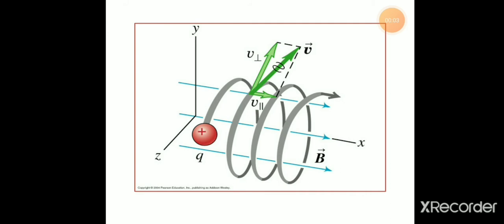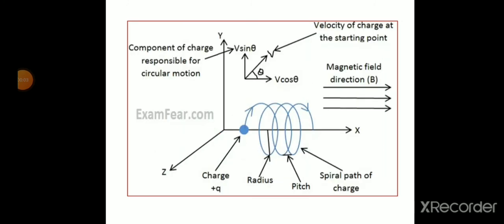So you can see from the figure that V parallel is along the direction of the magnetic field, which helps the particle to move along the x-axis, and V perpendicular will help the particle to move in a circular path. The net result is helical motion. From the figure, we can see that the distance between the two circular paths of the helix is known as the pitch of the helix.